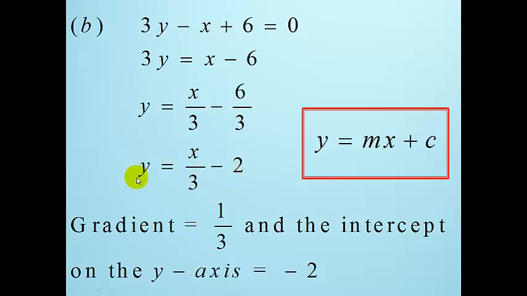Now y has been made the subject, and therefore we can compare the two equations. y equals x over 3 minus 2 and y equals mx plus c. Now the coefficient of x equals the gradient. After making y the subject, the coefficient of x is 1/3, that is 1 over 3, and therefore the gradient is equal to 1 over 3. And the constant after making y the subject is minus 2. That means that the intercept on the y-axis equals minus 2.